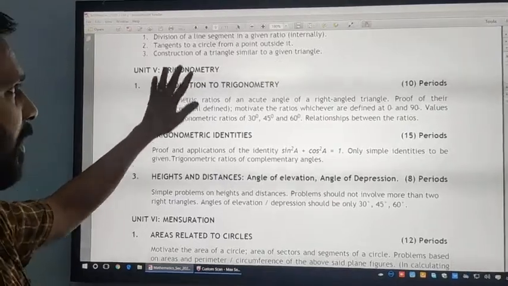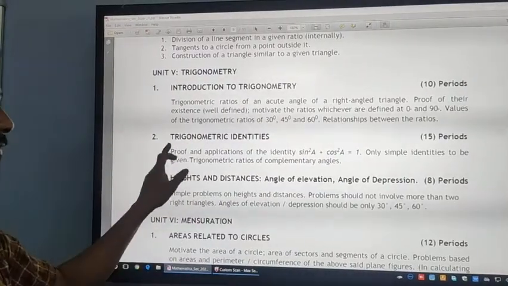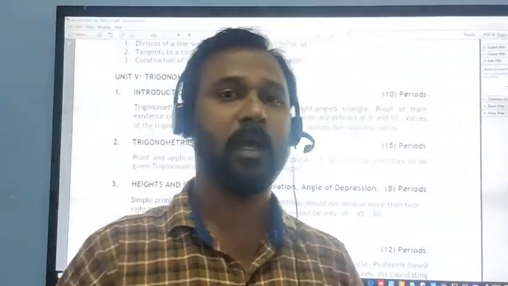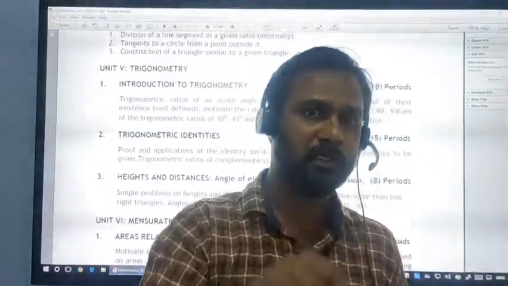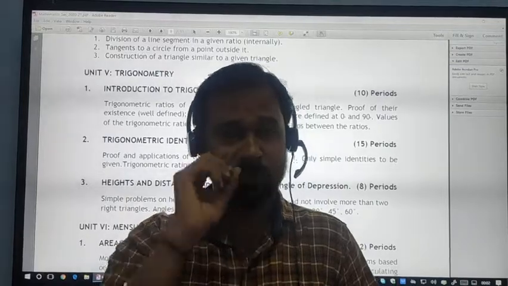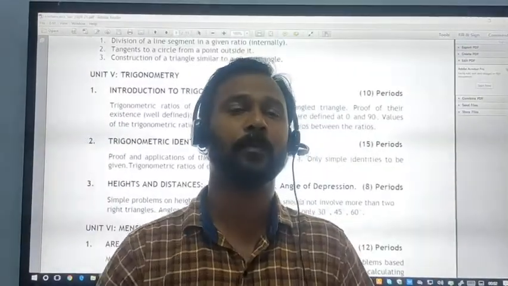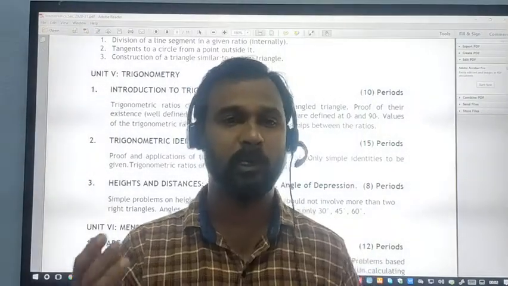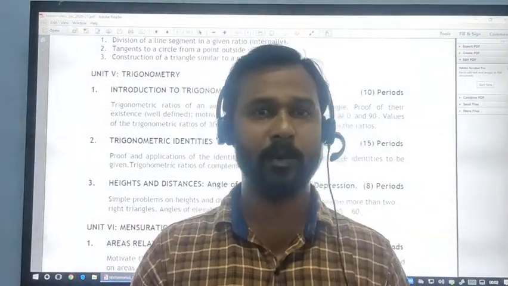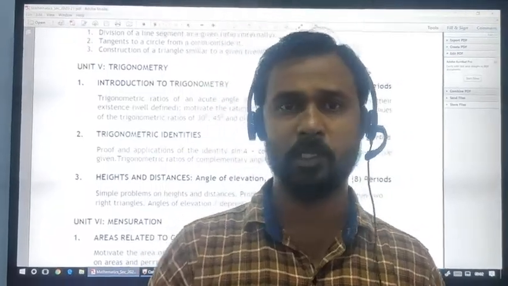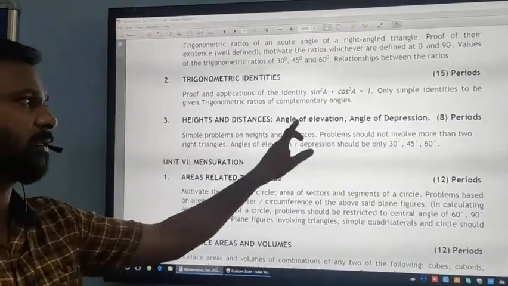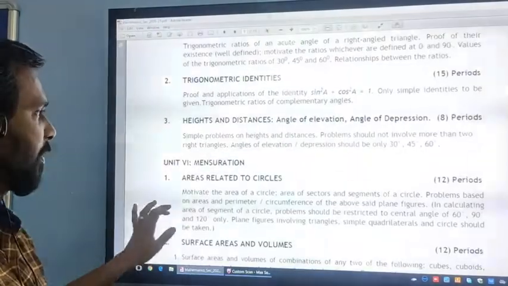And using this introduction to trigonometry, we will use trigonometric identities. Actually, that chapter is known as heights and distances. That chapter will depict the use of trigonometry in our daily life. How trigonometrical concepts can be used in real life situations is what it is all about. Heights and distances, angle of elevation, angle of depression, etc.